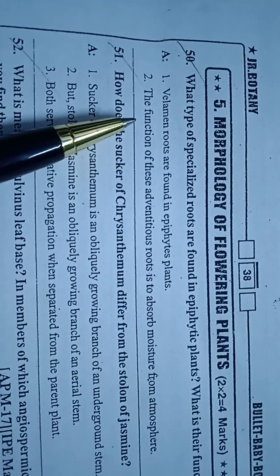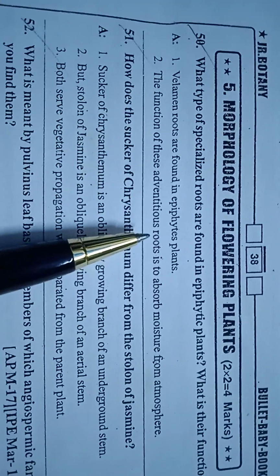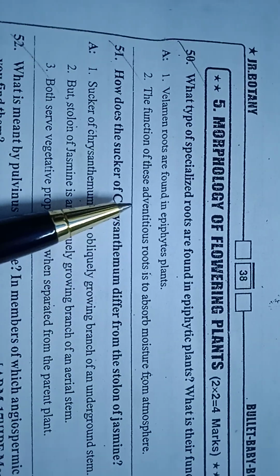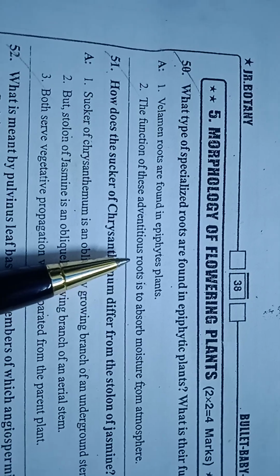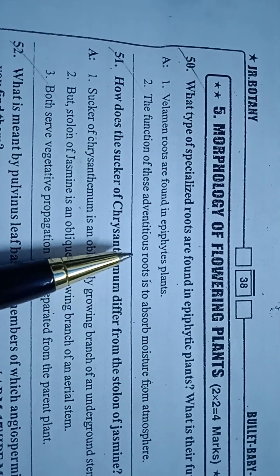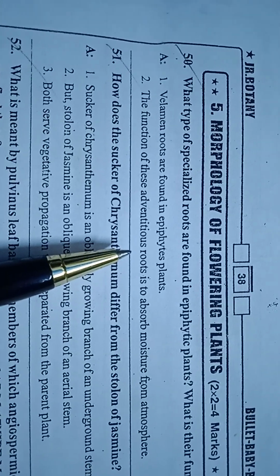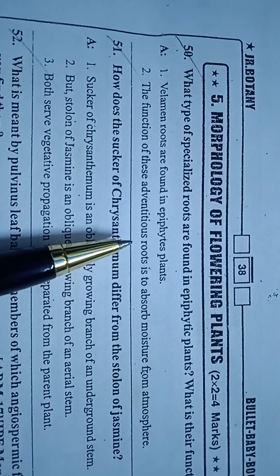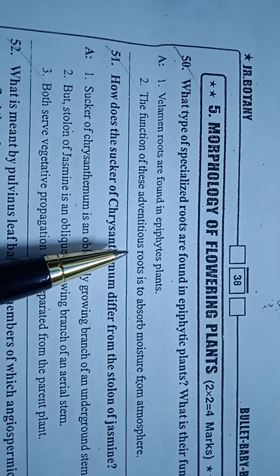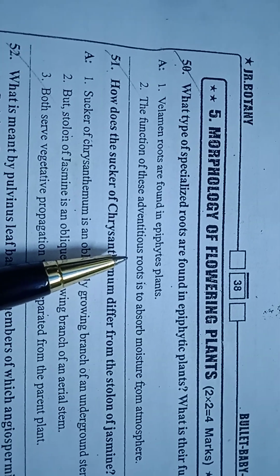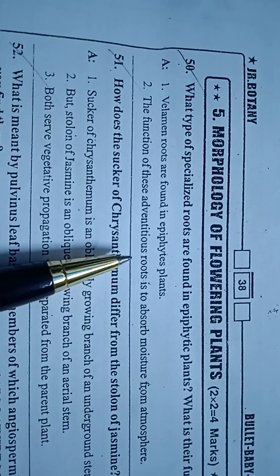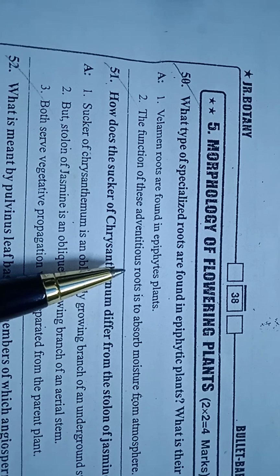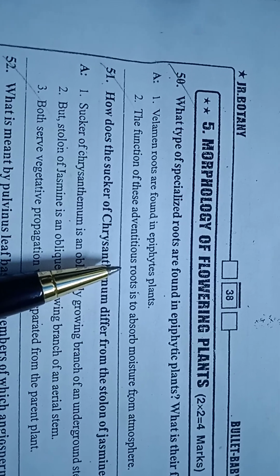The second point is that the function of these adventitious roots is to absorb moisture from the atmosphere. What will these adventitious roots do? They will absorb moisture from the atmosphere. How is this possible? These epiphytic plants are also known as air plants because they are not grown in the soil.